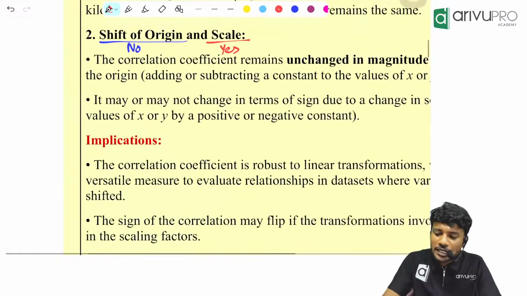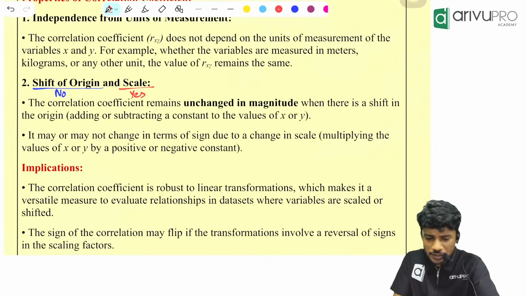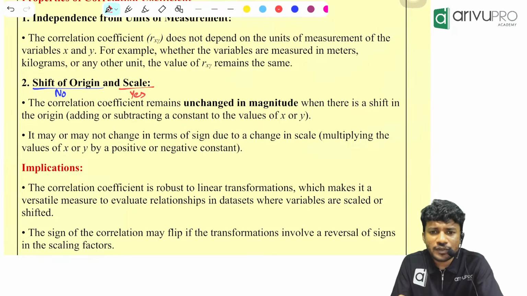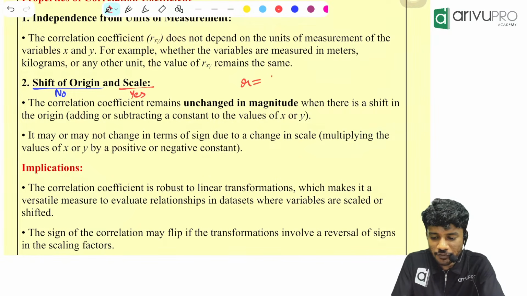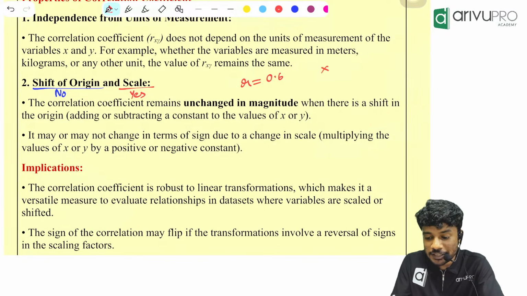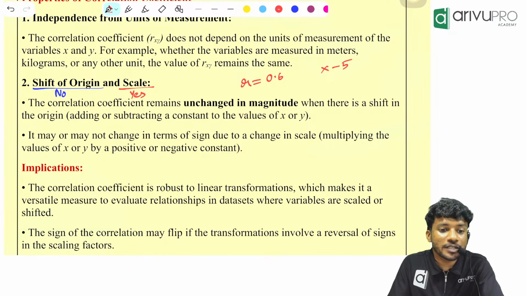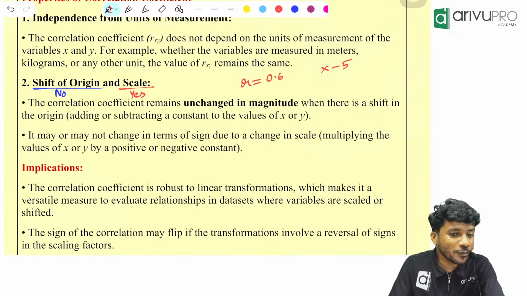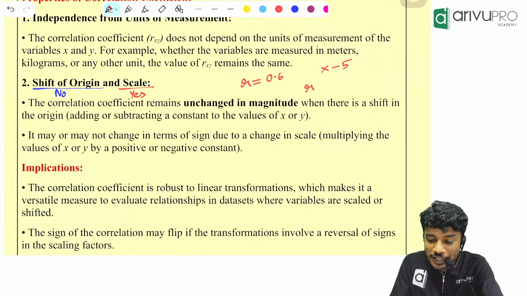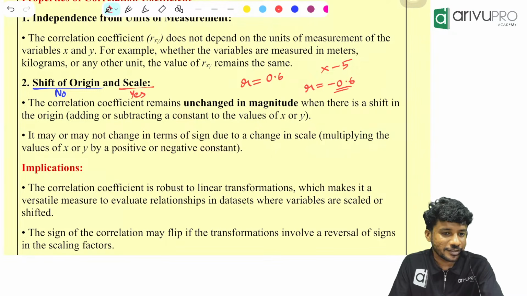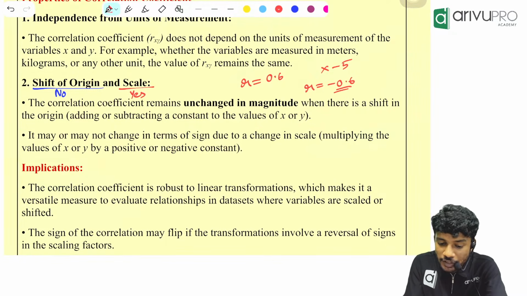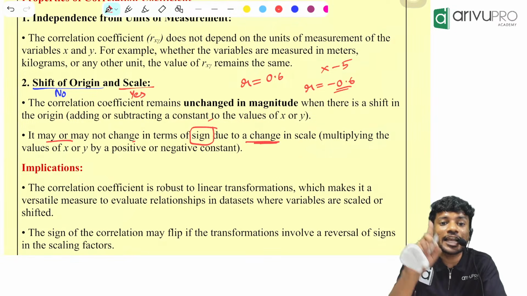Then here one important thing everyone should remember is, when I multiply each value with a negative value, it will become negative. For example, my correlation coefficient is given to be 0.6. If I am multiplying each value with -5, my answer will not become -3, because correlation coefficient is in between -1 and +1. So my new correlation coefficient will become -0.6. It will remain unchanged in value. It may or may not change in terms of sign. The sign will only change. The value will not change.